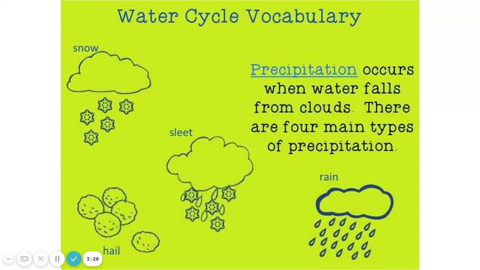So once those clouds get too heavy, they have too much moisture in them, that's when precipitation happens. And precipitation occurs when water falls from the sky. And there are 4 main types of precipitation. We have rain, snow, sleet, and hail. And the temperature of the atmosphere determines which type of precipitation is going to fall.